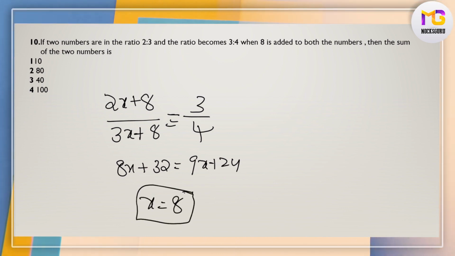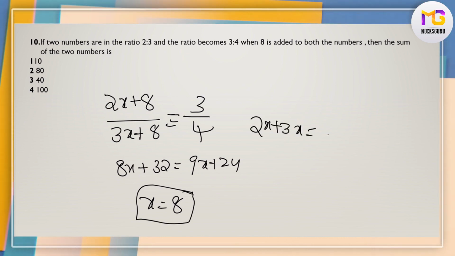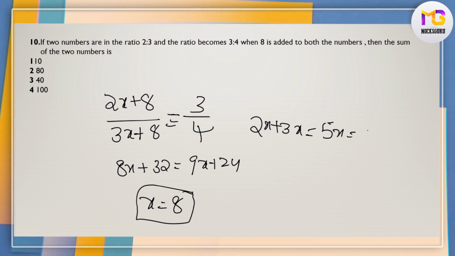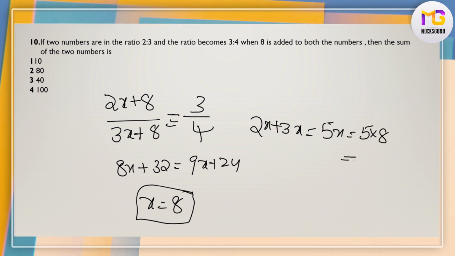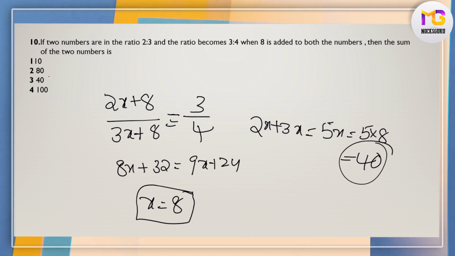So they have asked what is the sum of the two numbers. 2x plus 3x is equal to 5x, which is nothing but 5 into 8, which is 40. So the answer is 40. Option 3 is the answer. Let's move to the next question.